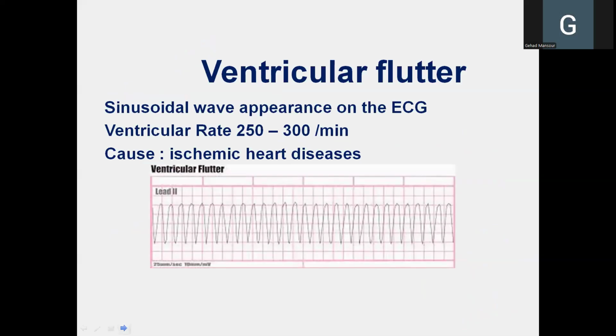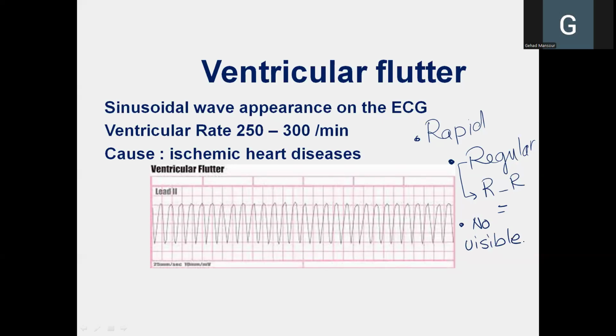This is, of course, ventricular flutter. How can I detect that this is ventricular flutter? First of all, it is a very rapid rate. Second, it is a regular rate, as indicated. Again, every time you say regular, that you have equal RR intervals. So it's a very rapid rate. It is a regular rate, and there are no visible P waves.